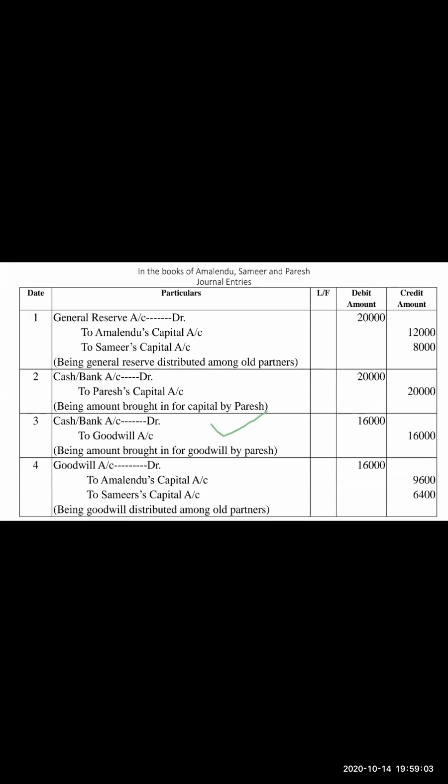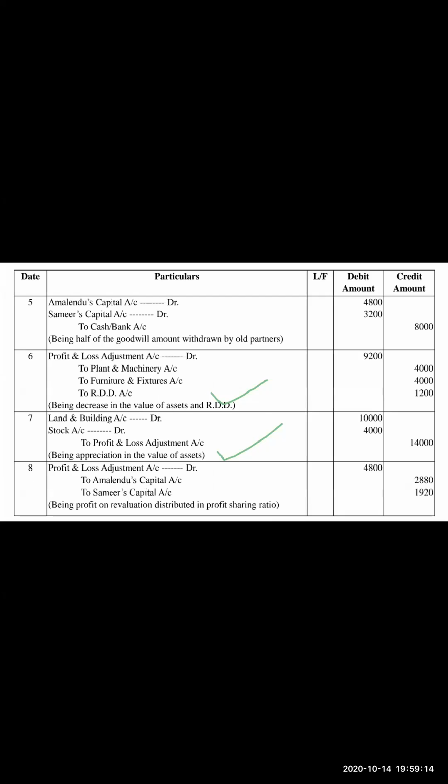तो हमने यहाँ पे तीन entries देखीं, three entries. पहली ये whether goodwill is brought by new partner की entry. सेकेंड ये जो भी goodwill है वो distribute किया among old partners में. और third entry will be जो भी goodwill है उसको withdraw किया है old partners ने. Is it clear? Goodwill से related entries.